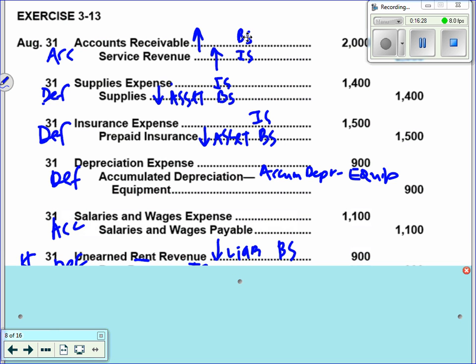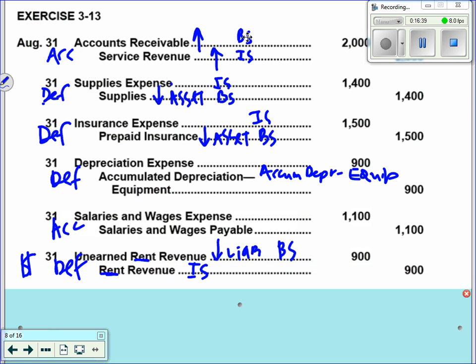Unearned rent revenue went down, and rent revenue went up. Sorry, not service, rent. What that means, and the reason it's a deferral, is the money was paid to us up front. We might have said, hey, we've got some renter up above. We own the Thrifty building. We say, hey, pay us 3 months in advance. But then as a month goes by, we technically provided our work. So that liability of giving them an apartment to live in went away.